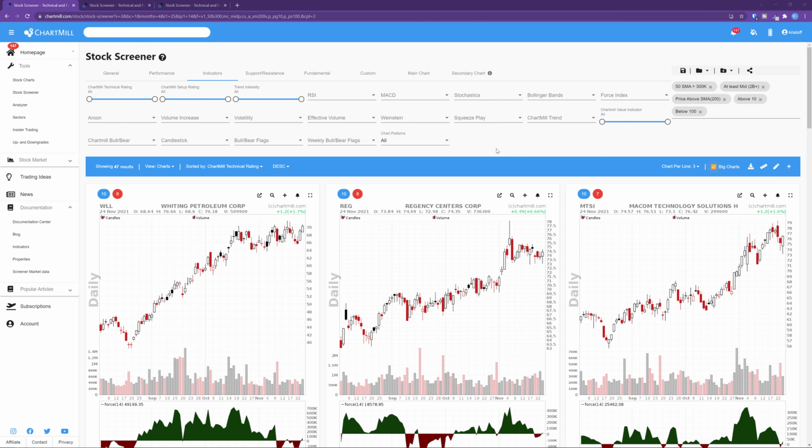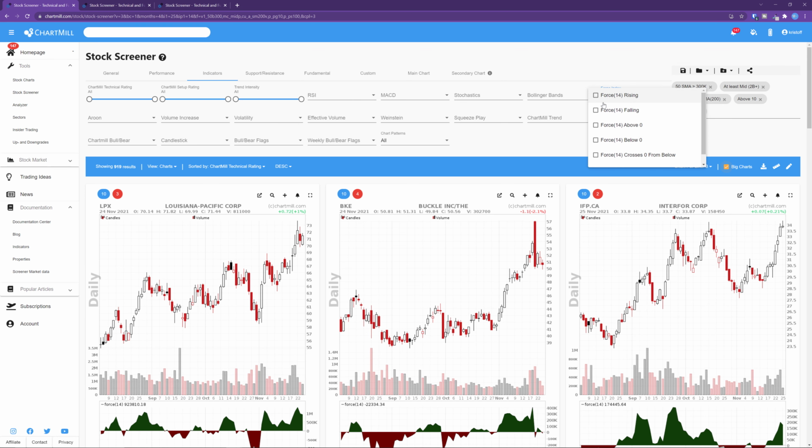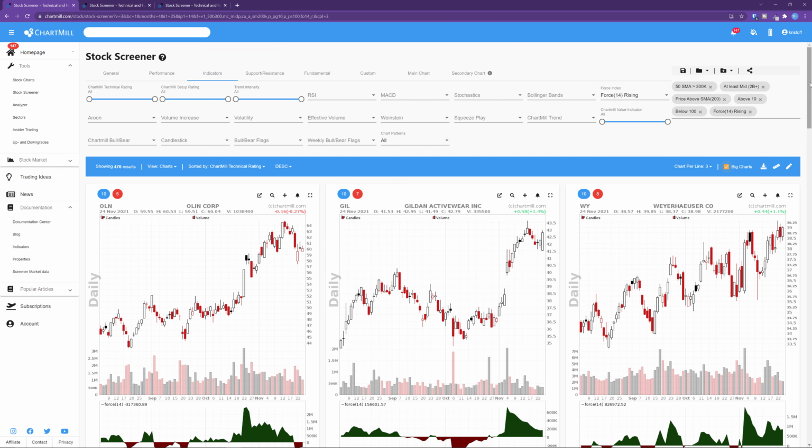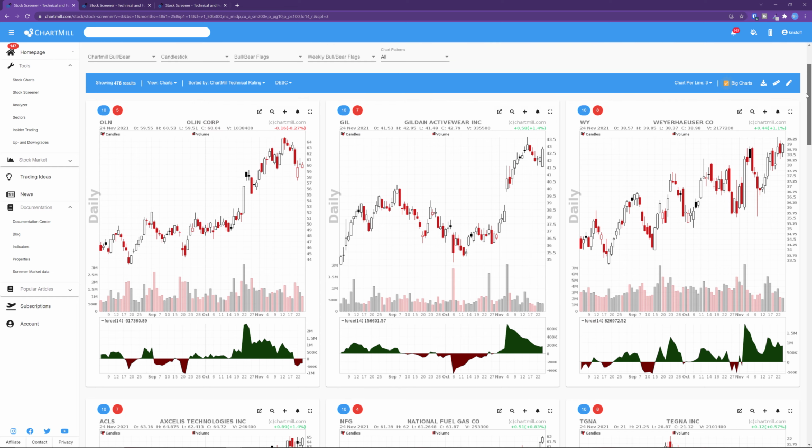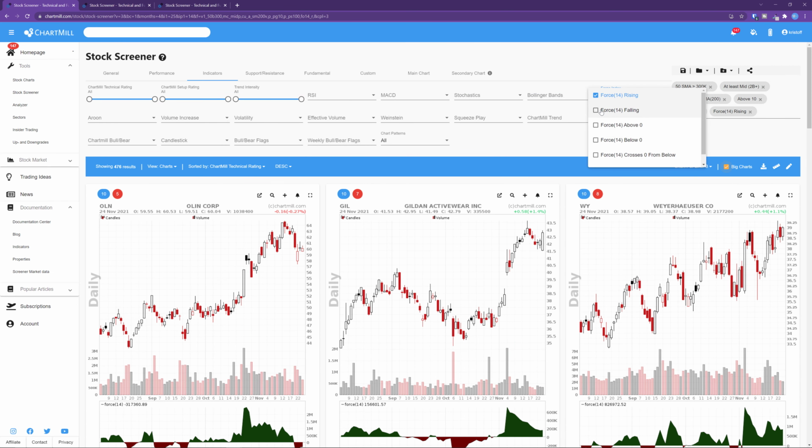So on the stock screener page, go to the Indicators tab and click on the appropriate Force Index filter. There are three possible filter options. The first one, a declining Force Index or an increasing Force Index, and this does not take into account whether the indicator is above or below the value 0. Only the rising or falling aspect is important.